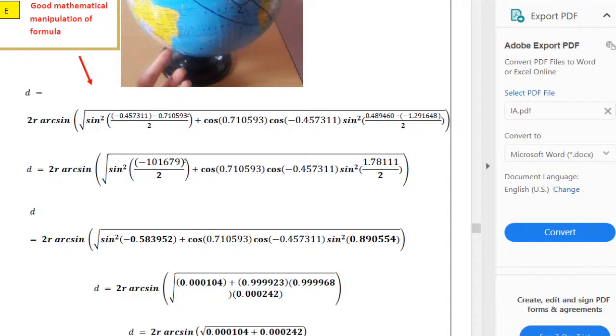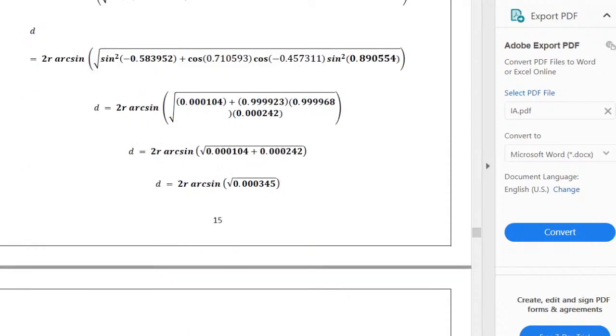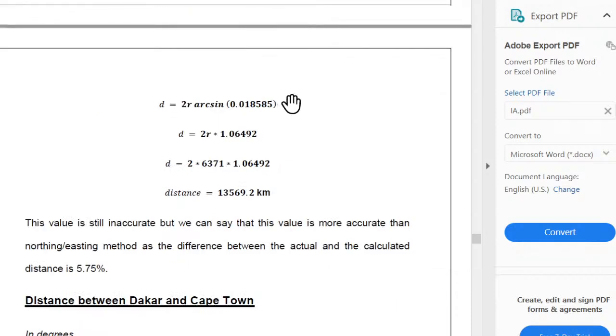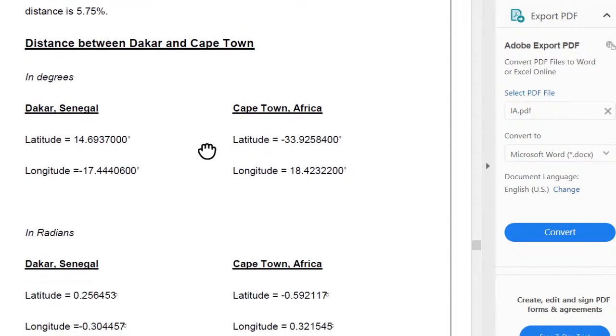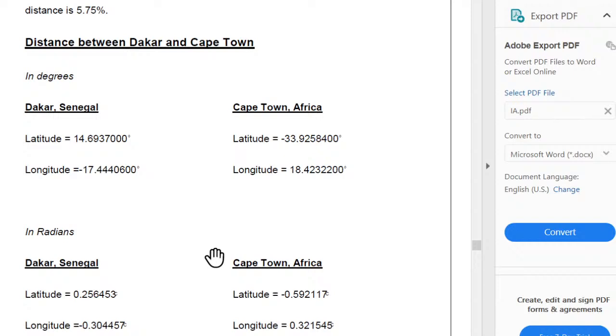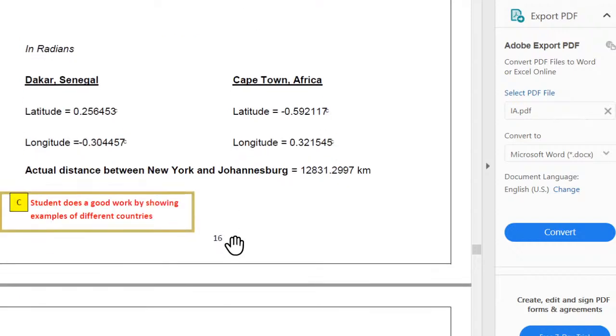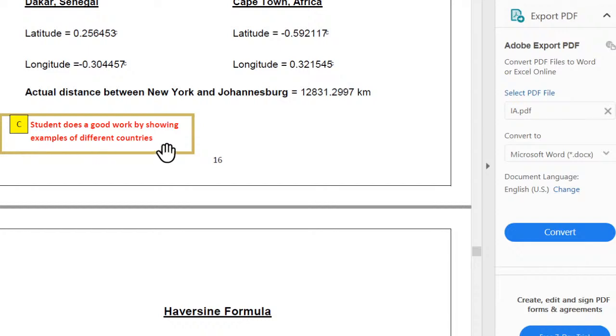Okay. Whoops. Sorry about that. But this is more accurate, so that's a good comparison. 6%, previously it was 5%. For this one, the difference previously was 5%. Does it do good work by showing an example?